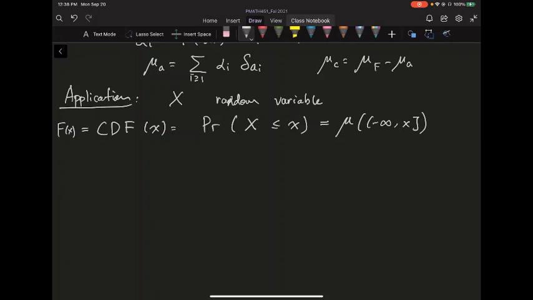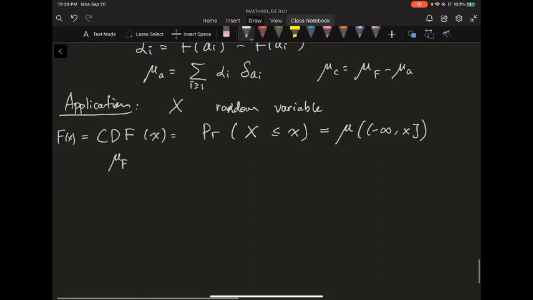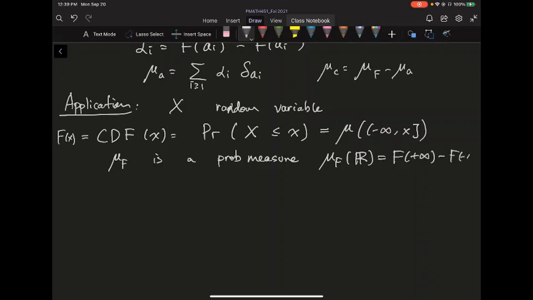It's also right continuous, so you can verify it's right continuous. So this CDF is really just an increasing right continuous function, and the mu of f is the probability measure. Why is that? Because mu f of the entire real line is just equal to f of positive infinity minus f of negative infinity, which is just equal to 1 because it's the probability.